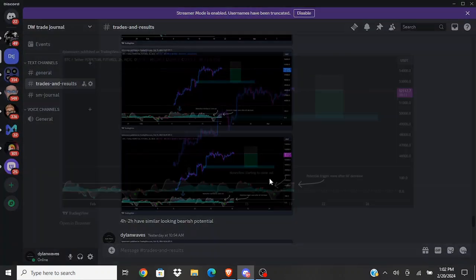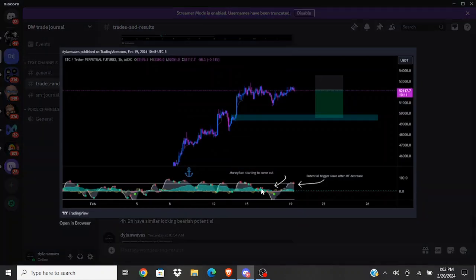So that was the 3 hour, and the 2 hour also looked very similar. We also had money flow coming out a bit sooner on the 2 hour. So we actually had what I would call more topish signals on the 2 hour because we were actually seeing divergences with the money flow and with momentum as we were putting in higher highs. The money flow was putting in lower highs, momentum was putting in lower highs. So that is more of a top signal to me.